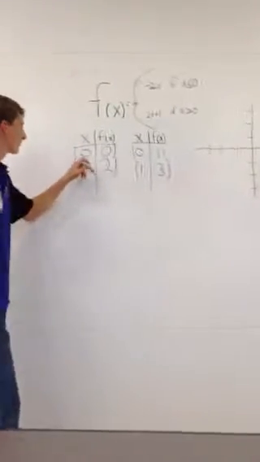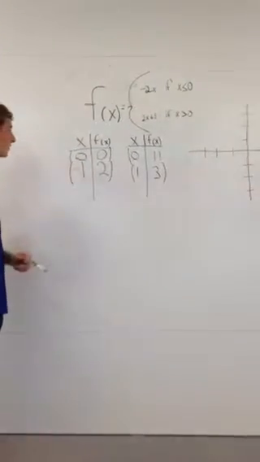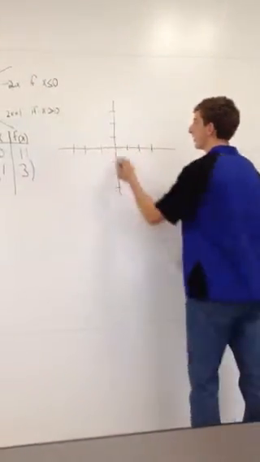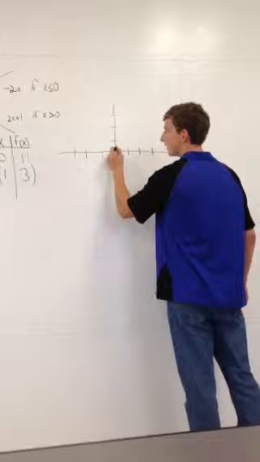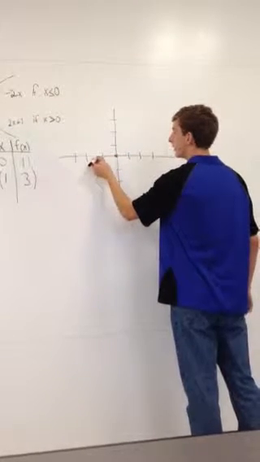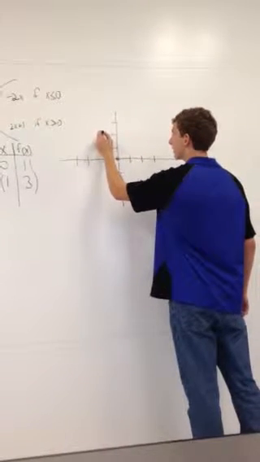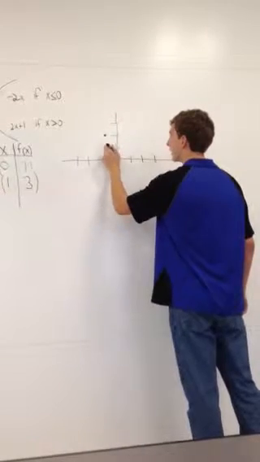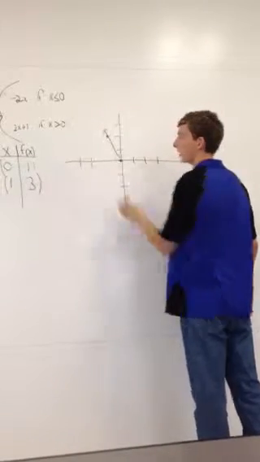Alright, so now we're going to plug these points into our graph over here. So we start at 0, 0, and put a filled-in dot there. Then we go to -1 and up 2, and give another filled-in dot there. Connecting the dots and draw an arrow.